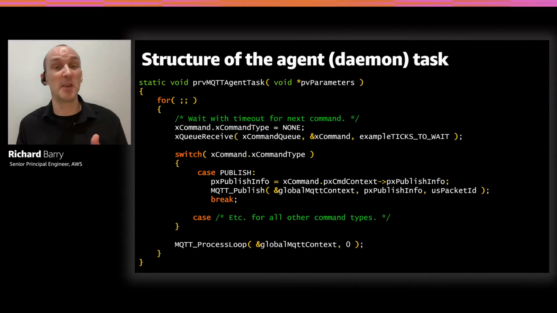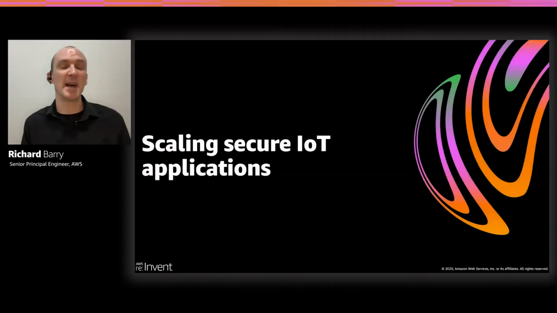You can see it's waiting on a queue. It receives a message. I'm only showing the publish here. And it calls the MQTT API in exactly the same way it did before, and then calls process loop at the bottom. Notice now that the process loop has a 0 block time because we want to make sure this is as responsive as possible.